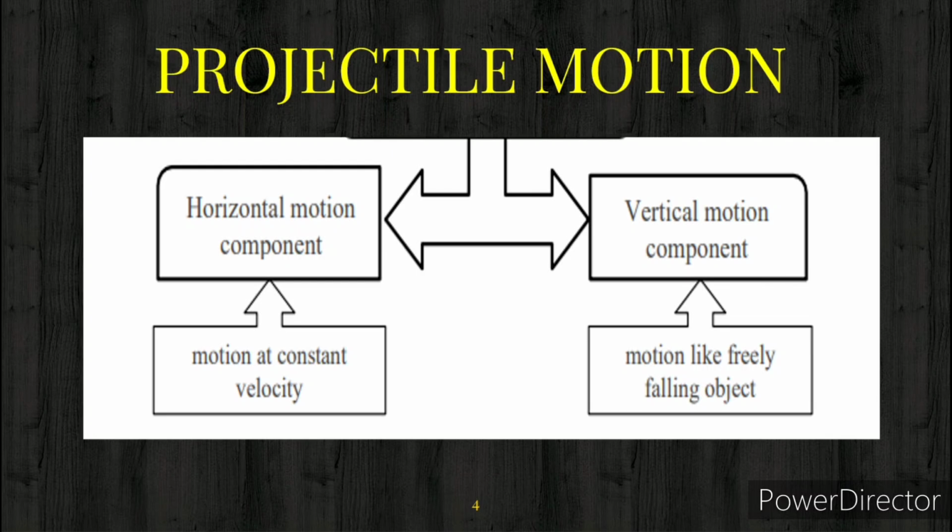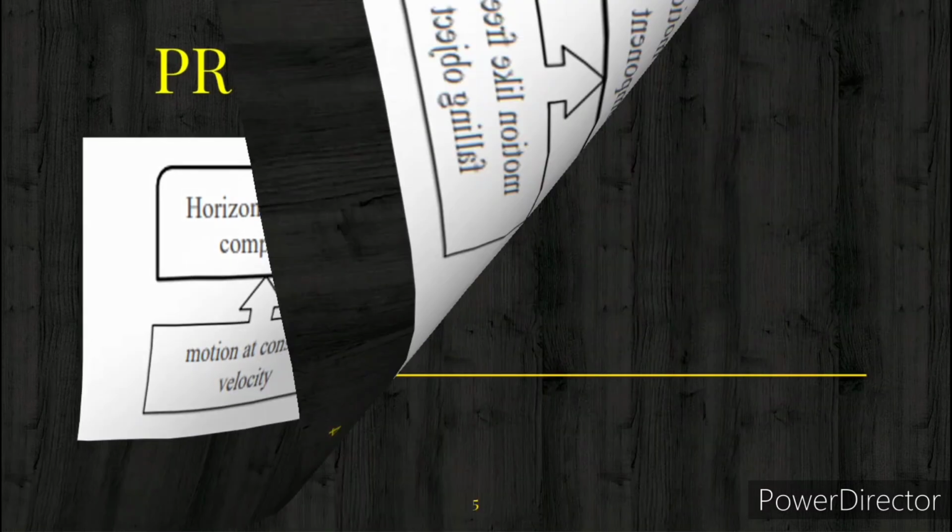Explain muna natin ang projectile motion. It is composed of horizontal and vertical motion. Kapag horizontal, motion at constant velocity. Ibig sabihin, hindi yan pwedeng magbago kasi nga constant. And when we say vertical motion naman, motion like a freely falling object. Bakit freely falling? Kasi nga, nanggaling siya sa taas, mag-fall siya dahil meron tayong gravity. Mamaya, makikita natin yan.